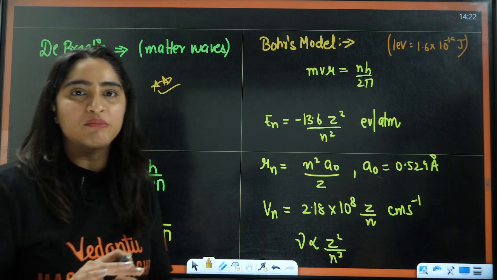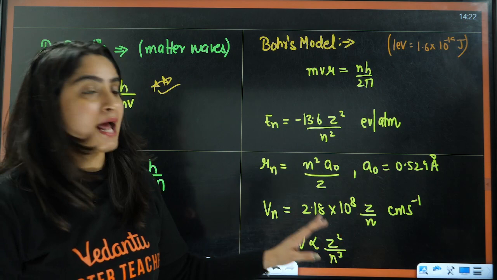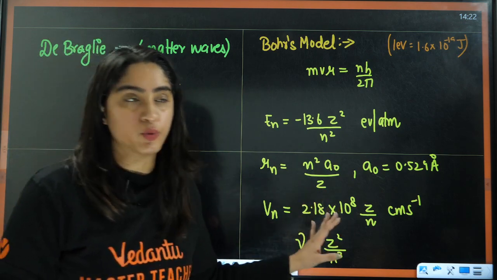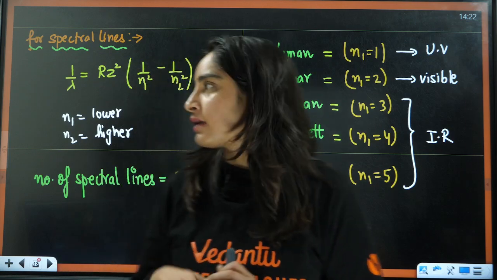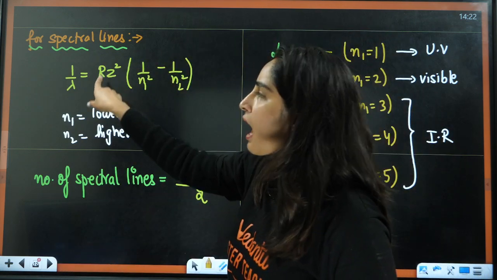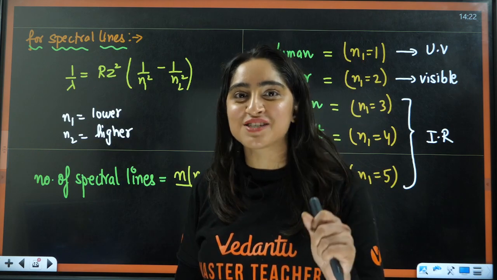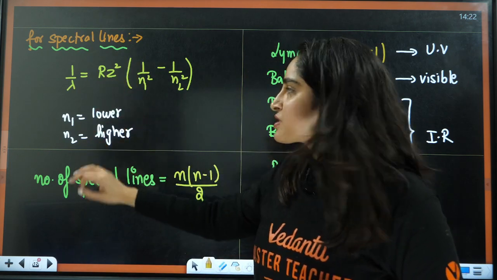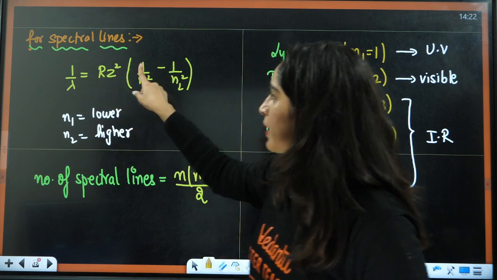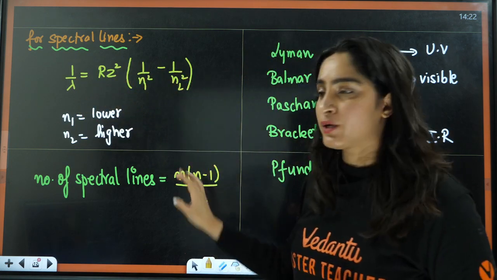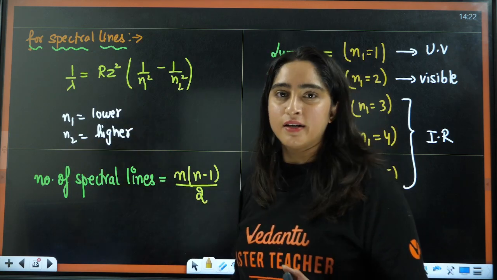Frequency, you don't need to cram the formula here. Just simply, frequency is directly proportional to Z² and inversely proportional to n³, right? Next we have the spectral lines. Now see, this R is Rydberg's constant. This is not the gas constant. This is Rydberg's constant, right? So we have 1/λ = R Z² (1/n1² − 1/n2²), where n1 is the lower energy level and n2 is the higher energy orbit.